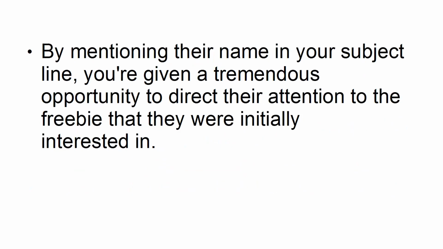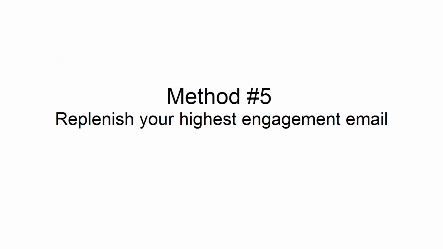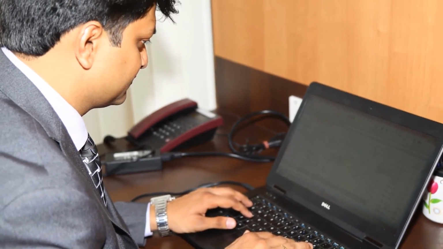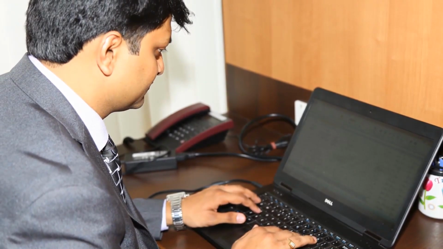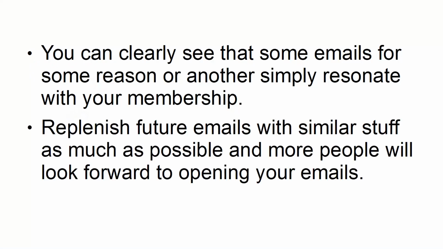By mentioning their name in your subject line, you're giving yourself a tremendous opportunity to direct their attention to the freebie that they were initially interested in. This can revive interest in your list and boost your overall open rates. Method number 5. Replenish your highest engagement email. By just looking at the track record of your list and paying attention to the overall open rates as well as click-through rates, a certain pattern should emerge. You can clearly see that some emails, for some reason or another, simply resonate with your membership. Replenish future emails with similar stuff as much as possible, and more people will look forward to opening your emails.